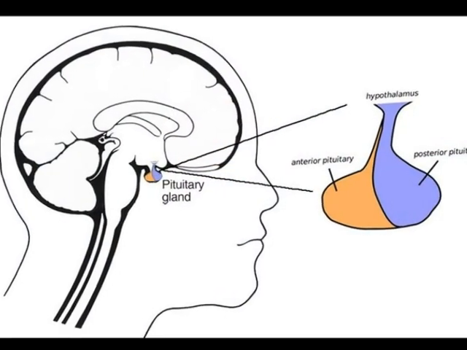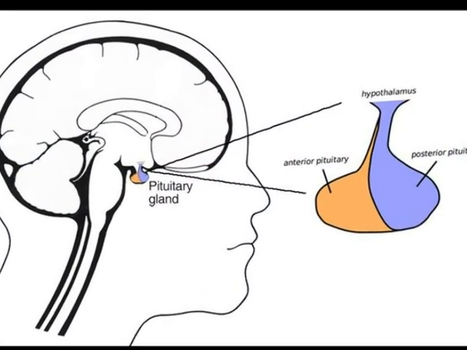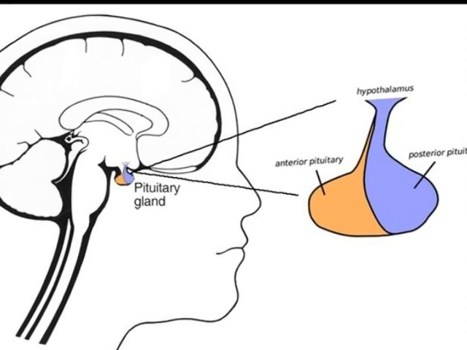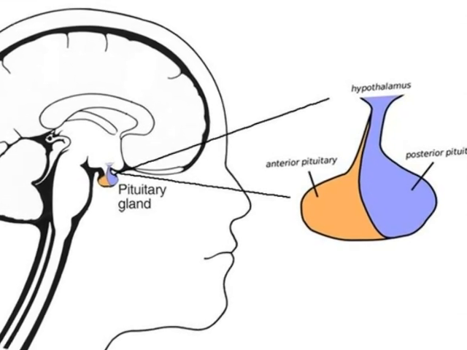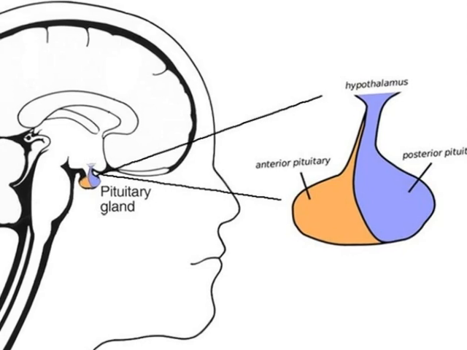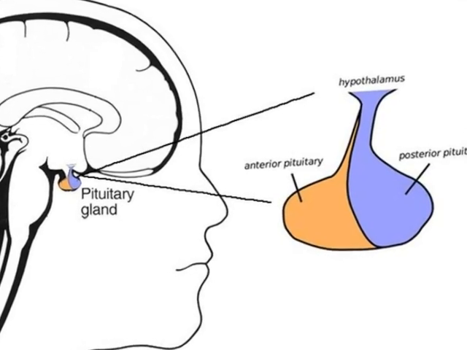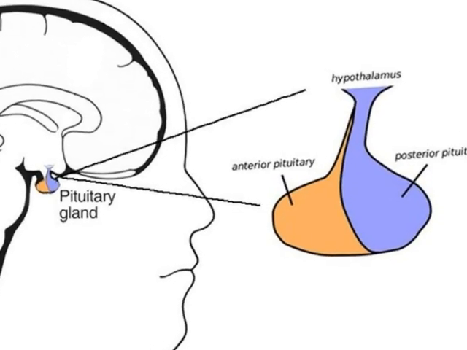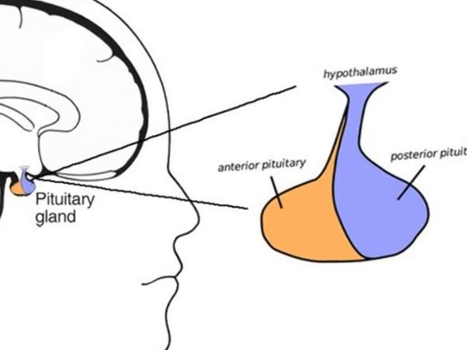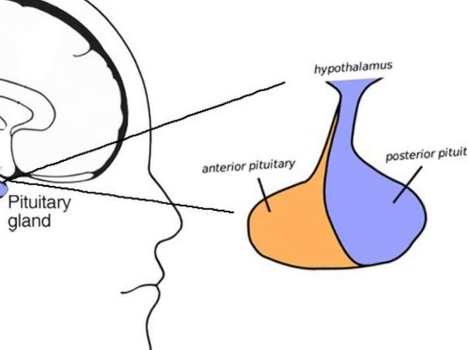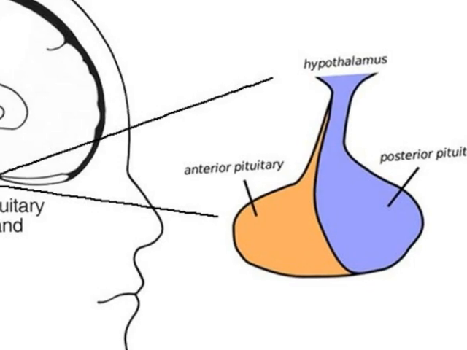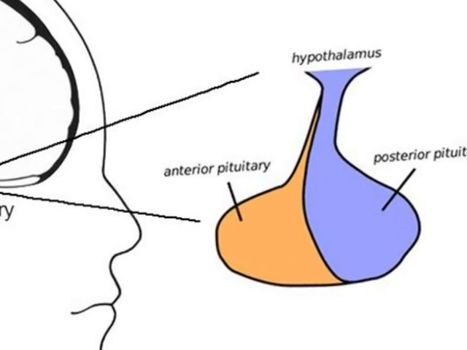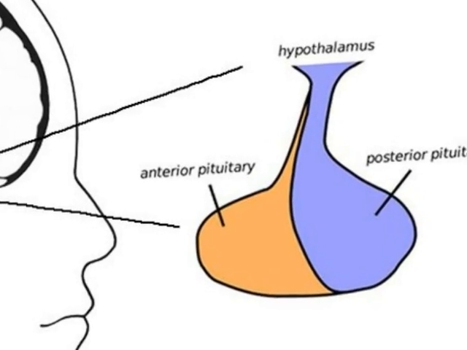Pituitary gland in humans sits in a protective bony enclosure called the sella turcica. It is composed of two lobes, anterior and posterior, with an intermediate lobe that joins the two regions. The hypothalamus and the pituitary gland are connected by a structure called the infundibulum, which contains vasculature and nerve axons.